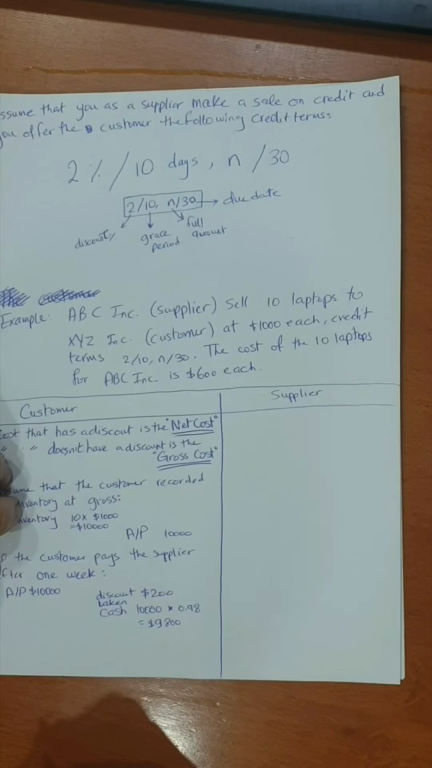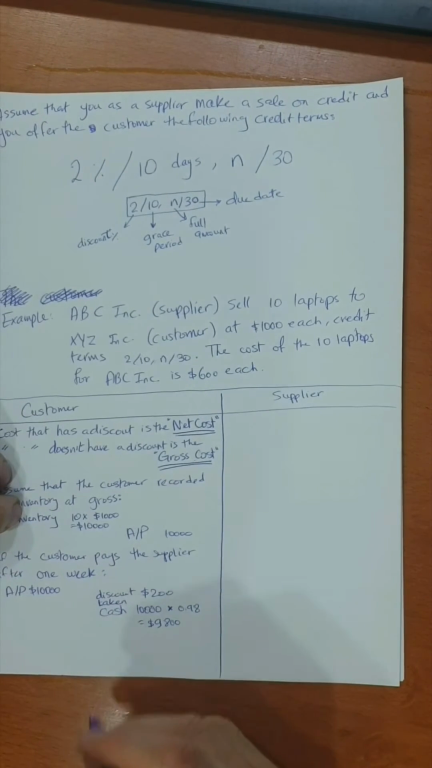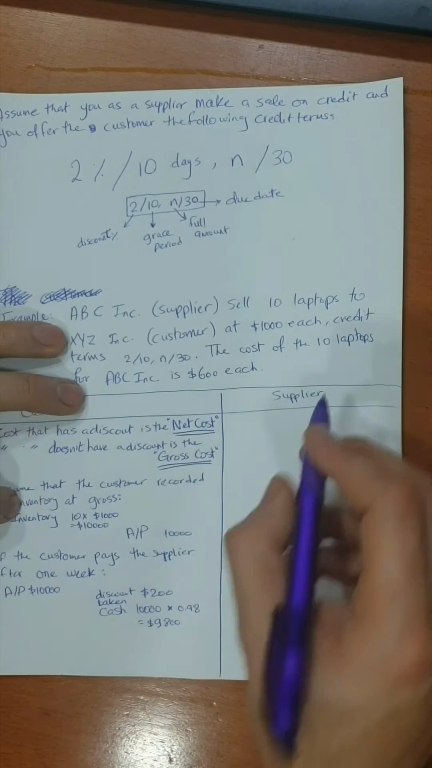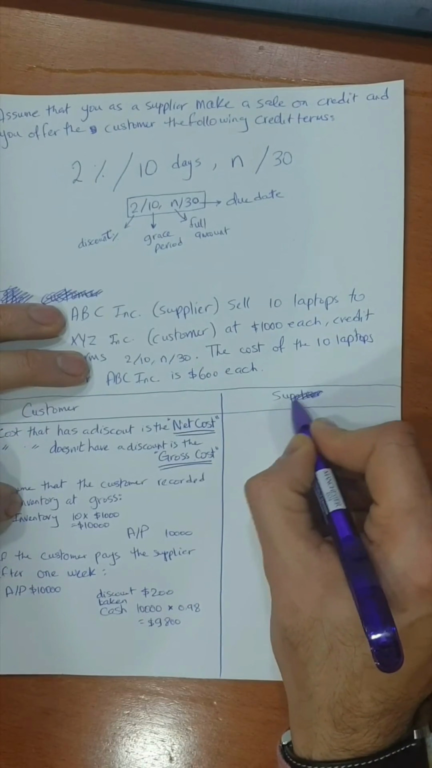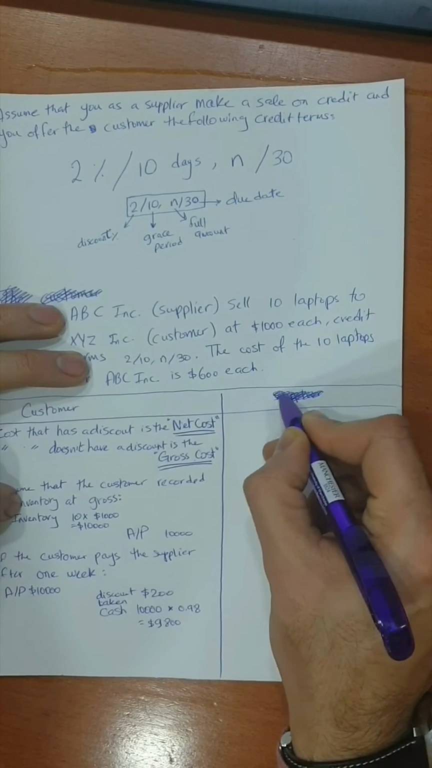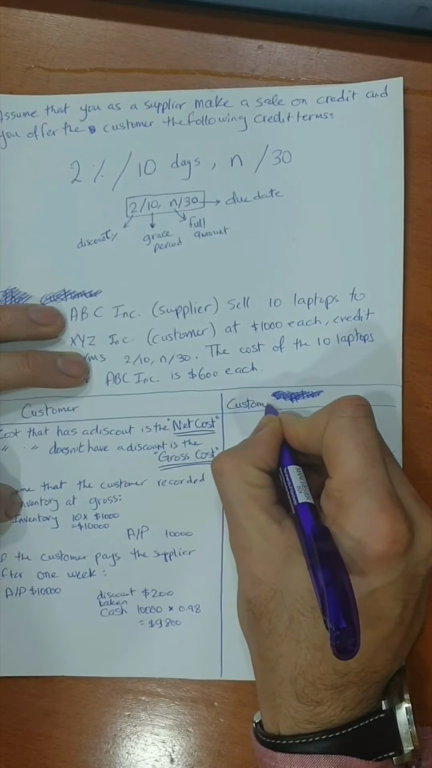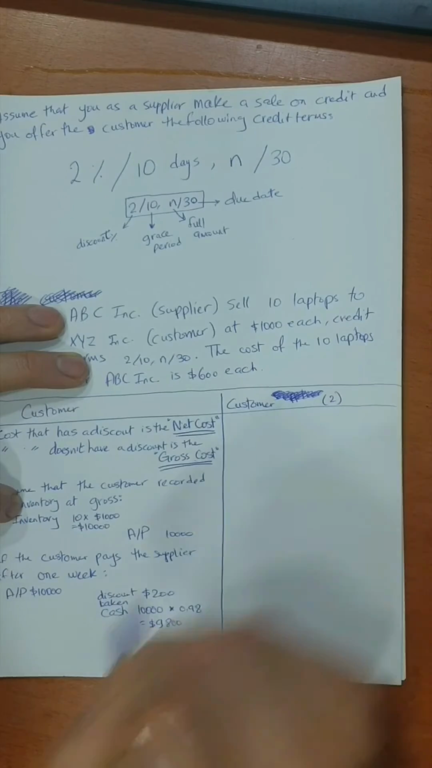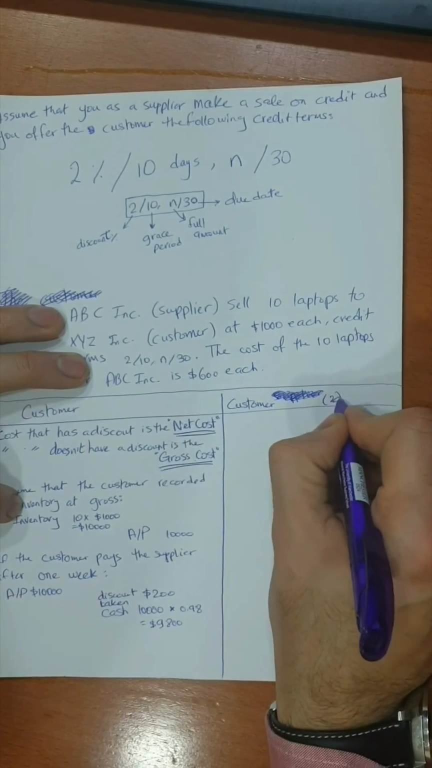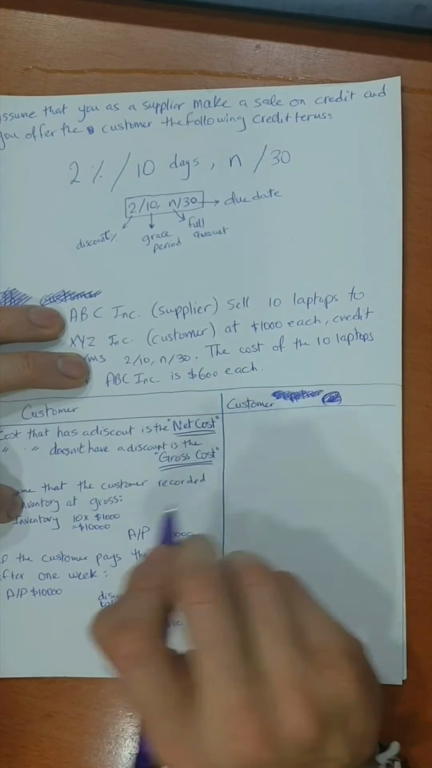Okay, now assume the opposite happened. Let me change this thing here. This is no more a supplier, it's also customer, but this is part 2. Okay, or simply continued, never mind.